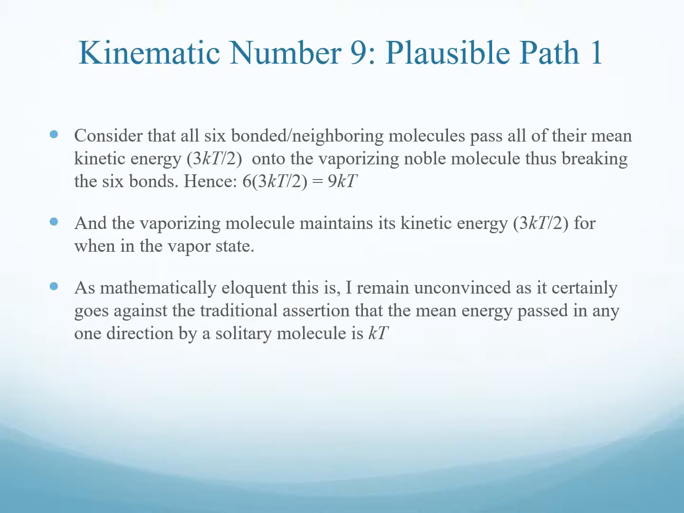Okay, let's look at a plausible path for the kinetic number 9. Consider that all 6 bonded neighboring molecules can pass all of their mean kinetic energy. That's 3/2 kT over 2, in from 3 directions onto a vaporizing noble molecule, thus breaking the 6 bonds. Hence, you get 9 kT. Sort of interesting. And now the vaporizing molecule still maintains its kinetic energy at 3 kT over 2 for when in the vaporous state.